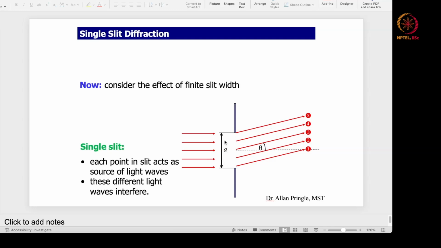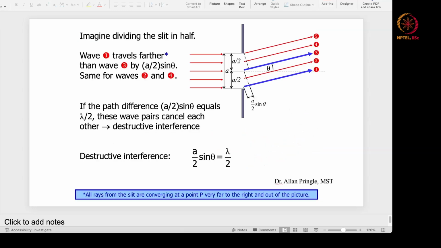So this is the first premise that one should understand, that there is some parallel beam of light, or parallel rays of light, which are incident on the slit, and each point in the slit acts as a source of the light wave, and these light waves therefore start to interact or interfere with each other.